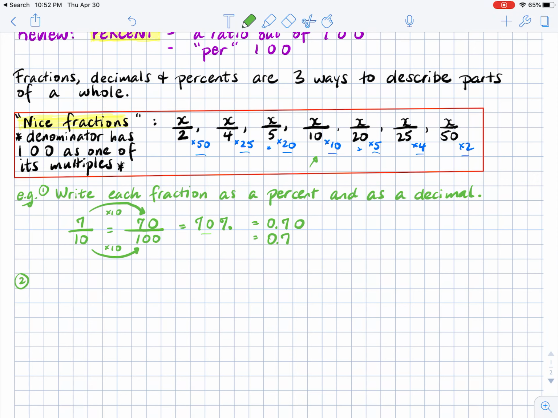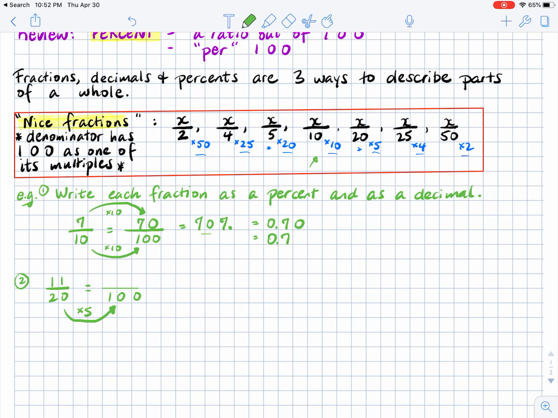Okay, example number 2. So let's say we had 11 over 20. Okay, again, same process. You're going to write this fraction as a percent and as a decimal. So the first thing we have to deal with is that it's not over 100. We know that 20, again, is one of our nice fractions because 100 is a multiple of 20. So we're going to set it up as an equivalent fraction here. So how many times do you have to multiply 20 to get to 100? Well, I know it's going to be 20 times 5.